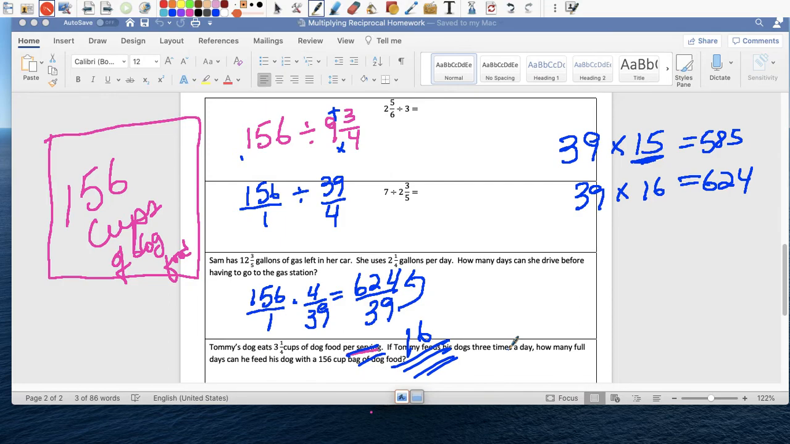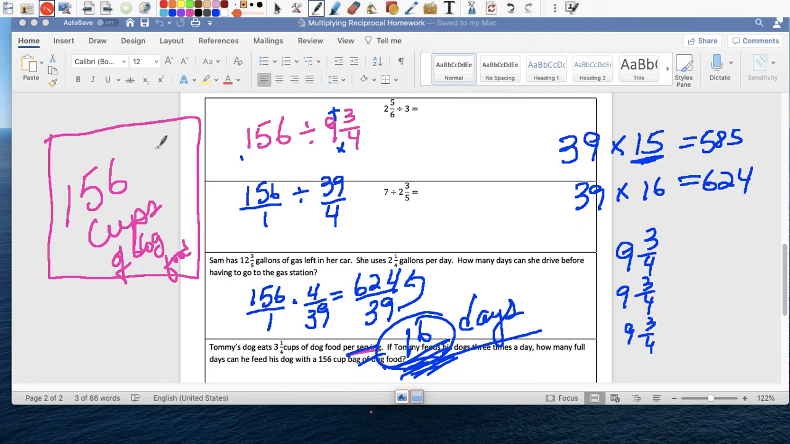Hang on a second, because there's something not right here. What am I doing wrong? I can't do that. 156. Oh no, I'm right. I'm sorry. So how many days can Tommy feed his dog with 156 cups? He can feed his dog for 16 days. Okay. So if you do this 9 3/4 on day 1, 9 3/4 on day 2, 9 3/4 cup on day 3, and you do that 16 times, you actually get exactly 156 cups of dog food.